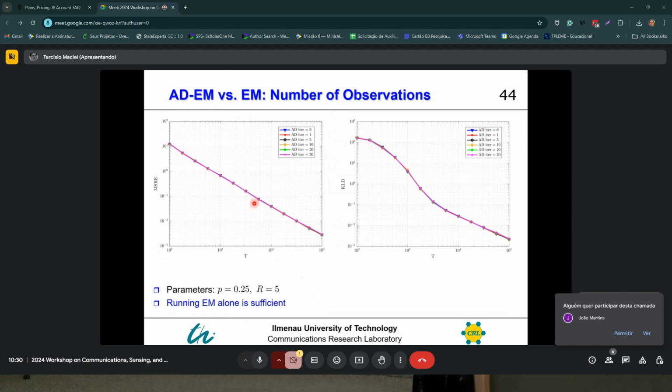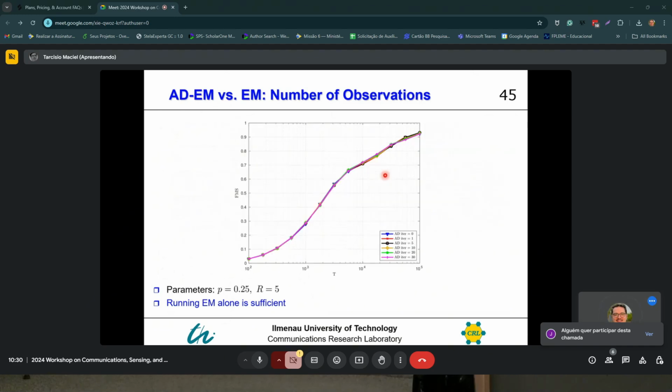Here we look at, as a function of T, again, the same outage probability, the mean squared relative error and the KLD, and again, no difference between the different curves. And also here where we look at the FMS between the different curves. So I guess this would be the end of my part.